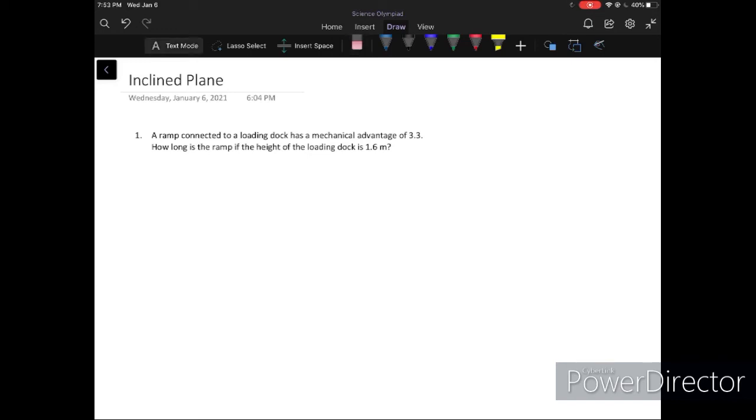Well, we know from our equations that the ideal mechanical advantage of an inclined plane is the length over the height of the plane. We also are given in our problem that the ideal mechanical advantage is equal to 3.3, and that the height of the loading dock is equal to 1.6 meters.